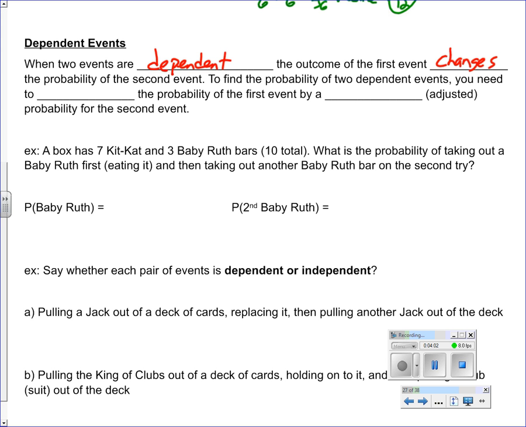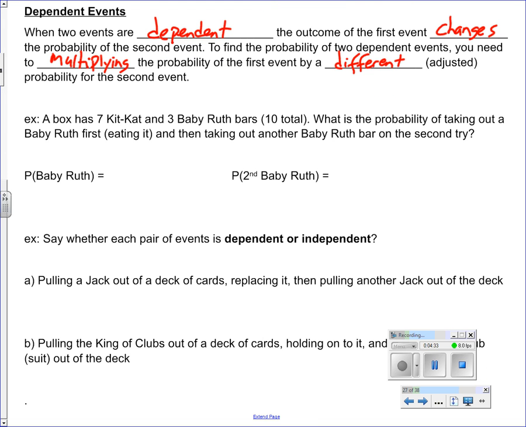So we find the probability of these two happening one after the other, one and then the other, keyword "and then," you're still going to be multiplying. Still going to multiply the probability of the first one, but you're going to have to change the probability of the second one. You're going to multiply it by a different probability for the second that's been adjusted. So I'll take you through an example of what that looks like.